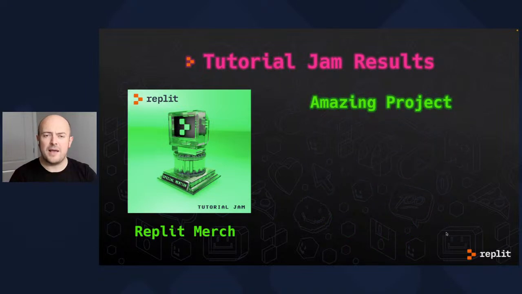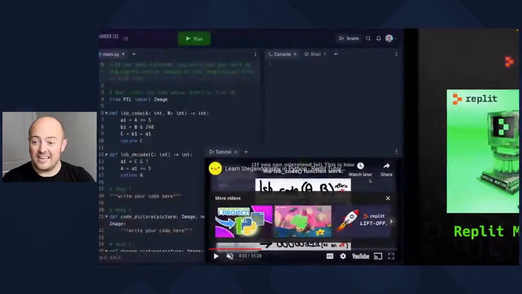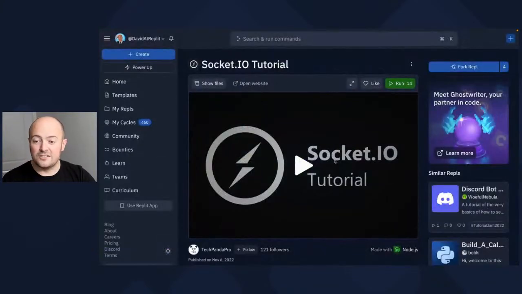The final special mention prize is an amazing project. The quality of the project generated here was absolutely fantastic. And it's a socket.io tutorial by Tech Panda Pro, who I think I've seen in the chat. So hello, Tech Panda Pro, well done. Again, special mentions, we're getting some Replit merch for this. Let's take a look at the socket tutorial.